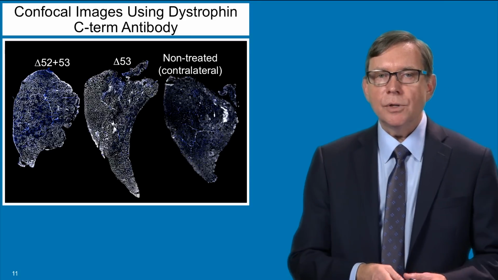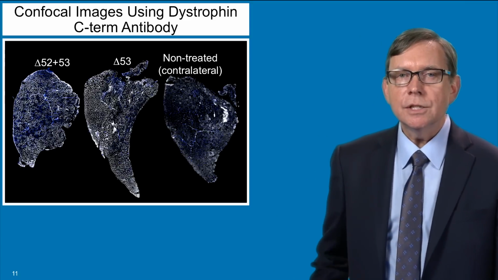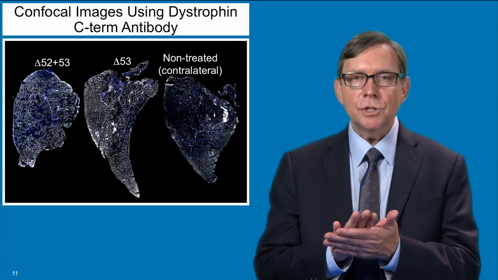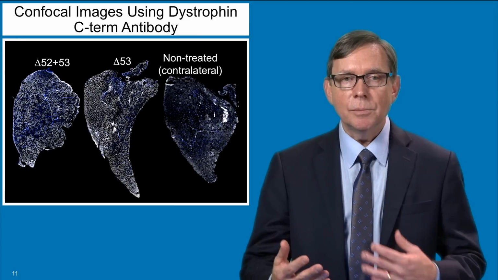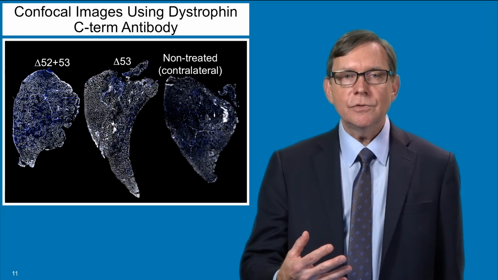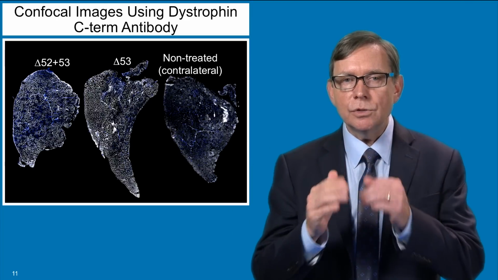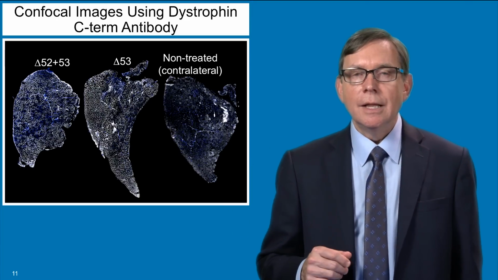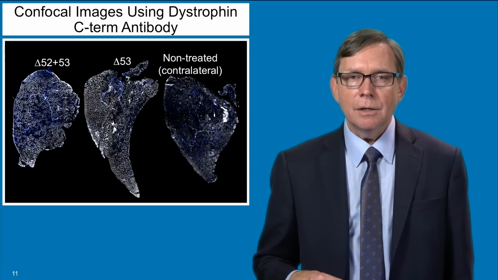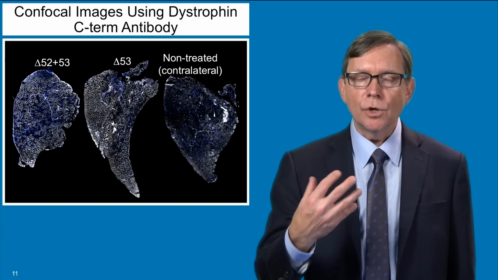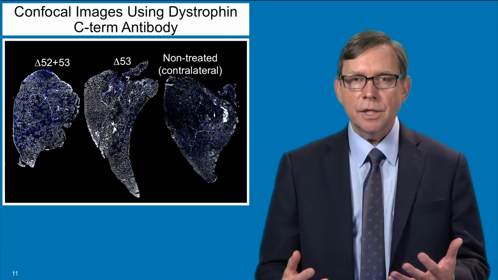Here's another example using a different imaging method. In this case, we've used confocal microscopy to develop sharper images of the dystrophin production within the muscle cells. And again, hopefully you can see with both the delta 52 to 53 deletion approach and the delta 53 approach to target the direct mutation in the MDX mouse, we're able to see widespread regions of dystrophin production within these injected muscles.